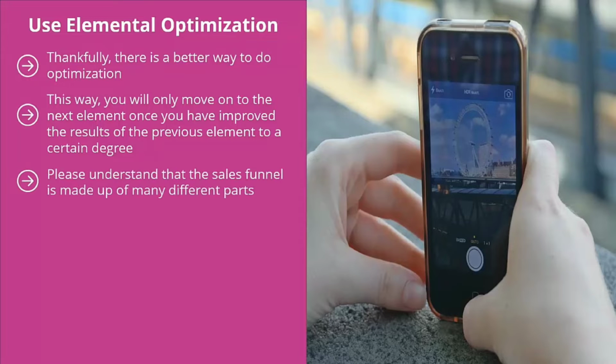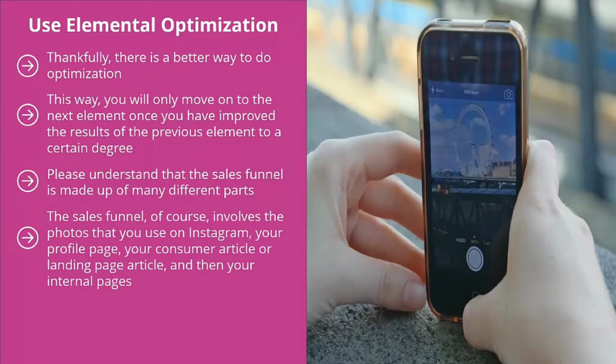Please understand that the sales funnel is made up of many different parts. Each of these have different elements, but they can all be broken down into some common elements. The sales funnel, of course, involves the photos that you use on Instagram, your profile page, your consumer article or landing page article, and then your internal pages.